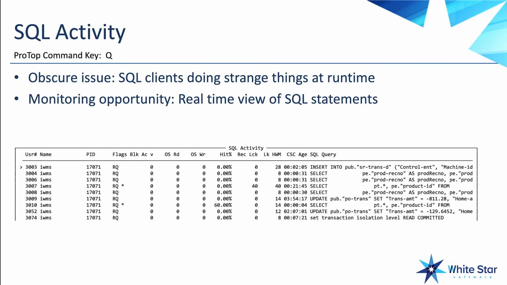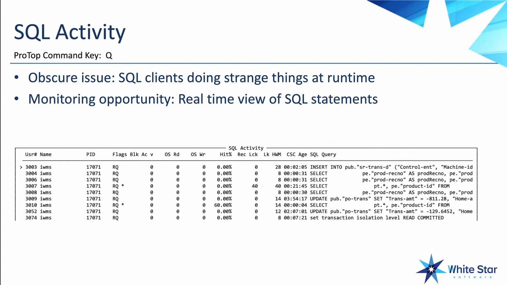Protop can also show you some pretty interesting stuff about SQL activity. The uppercase Q command, be careful, lowercase q quits Protop, but uppercase Q lets you see SQL activity if the client statement cache has been enabled. This allows you to see what statements those clients were running. Sometimes that can be really interesting, especially if your users are swearing that they're only running reports and you see that they're updating data. That's kind of curious.